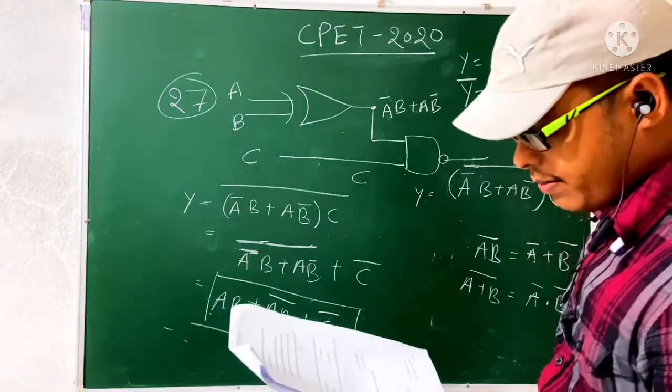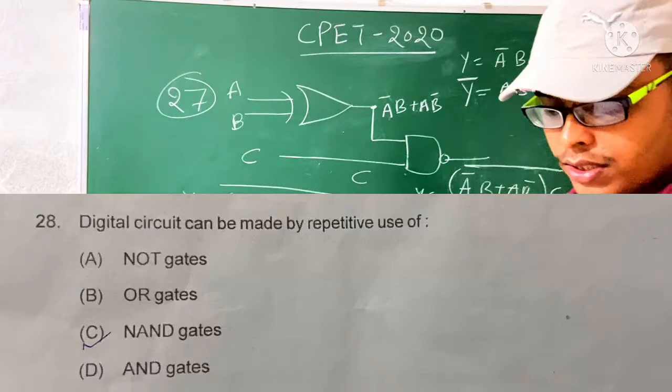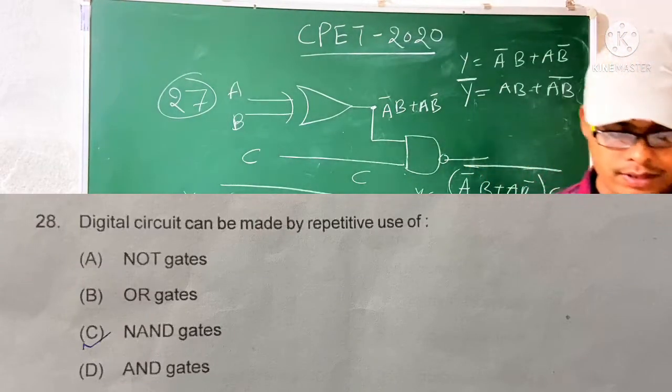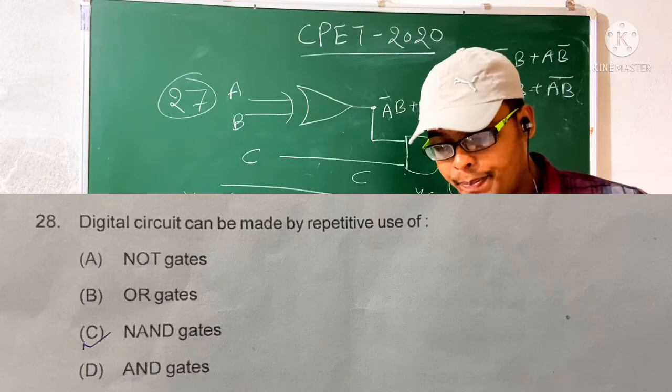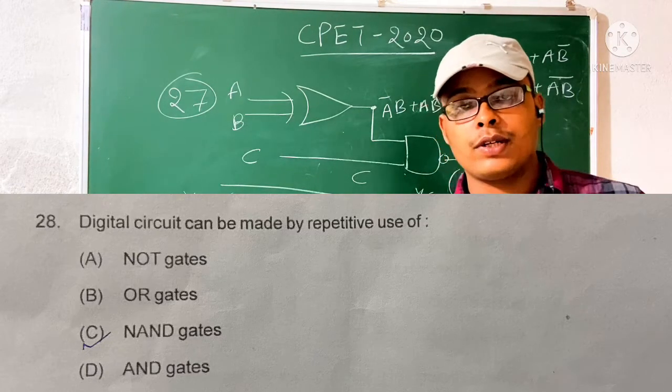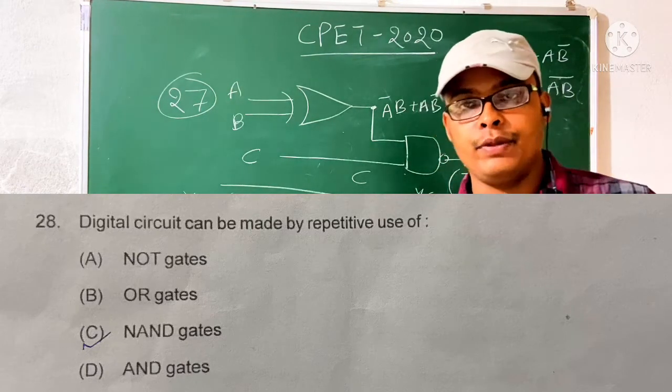Okay, now question number 28. Okay, I am not doing that one. This is simple. Digital circuit can be made by repetitive use.